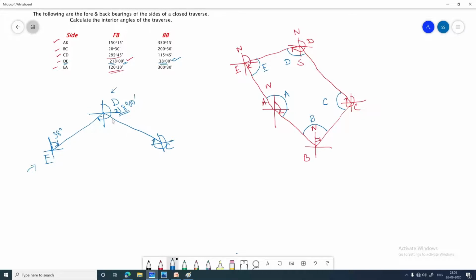So what will be the value of this angle D from this total angle? From this total angle, if you deduct this portion, definitely the remaining portion is the angle D.